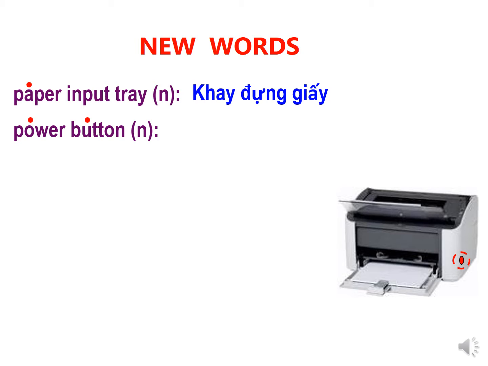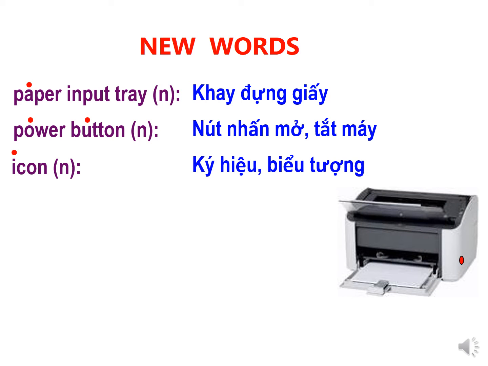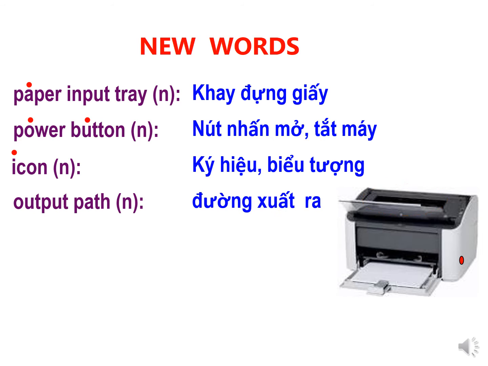Now continue. This is power button. Power button nghĩa là cái nút nhấn mở tắt máy. This is an icon. Icon có nghĩa là cái ký hiệu biểu tượng. Output part có nghĩa là cái đường mà xuất ra, cái nơi mà giấy nó chạy ra.